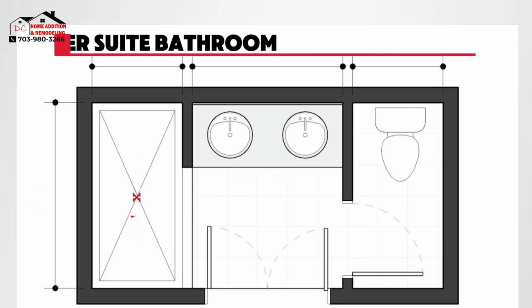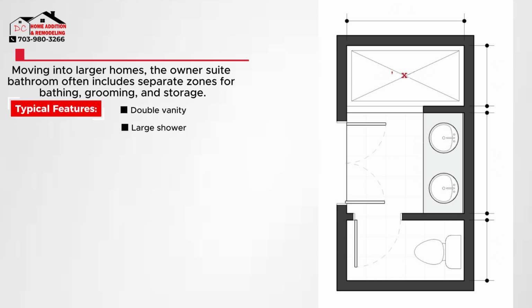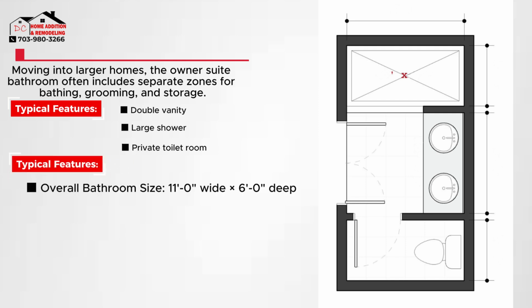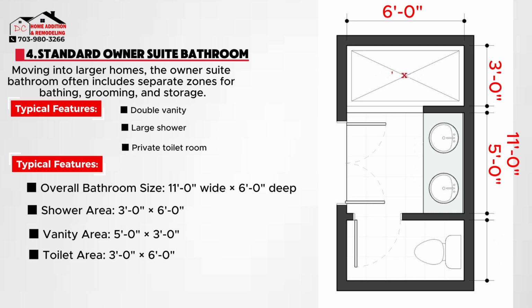4. Standard owner suite bathroom. Moving into larger homes, the owner suite bathroom often includes separate zones for bathing, grooming, and storage. Typical features: double vanity, large shower, private toilet room. Typical dimensions: overall bathroom size 11 feet wide by 6 feet deep. Shower area 3 feet 0 inches by 6 feet 0 inches. Vanity area 5 feet 0 inches by 3 feet 0 inches. Toilet area 3 feet 0 inches by 6 feet 0 inches.